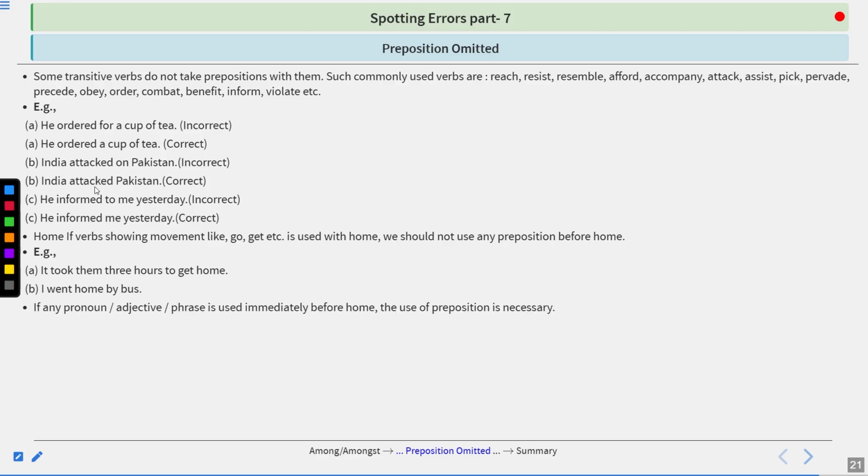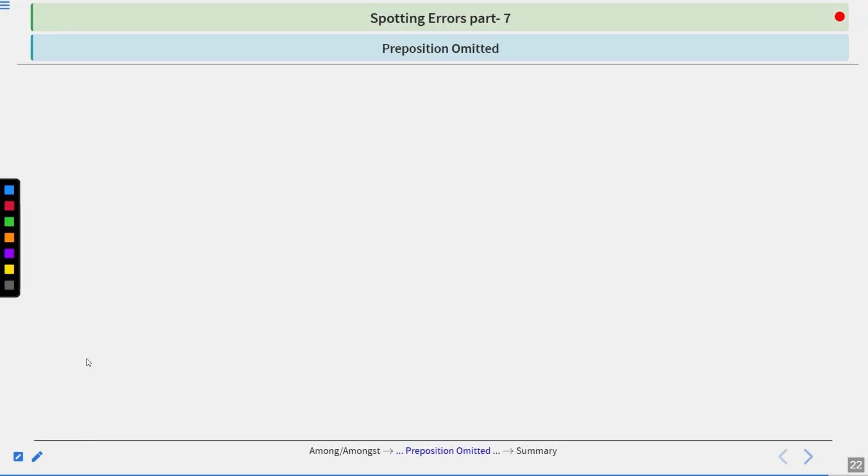If any pronoun, adjective, or phrase is used immediately before home, the use of a preposition is necessary. So if you find a pronoun, adjective, or phrase immediately before home, use of a preposition is necessary. She returned to her husband's home. So here we have used a noun or a phrase, that's why we have used to here. I went to his home. Here again we have used the pronoun his, that's why we have used to. Preposition omitted. The preposition at is also used with home. You can do this work at home. We can stay at home.